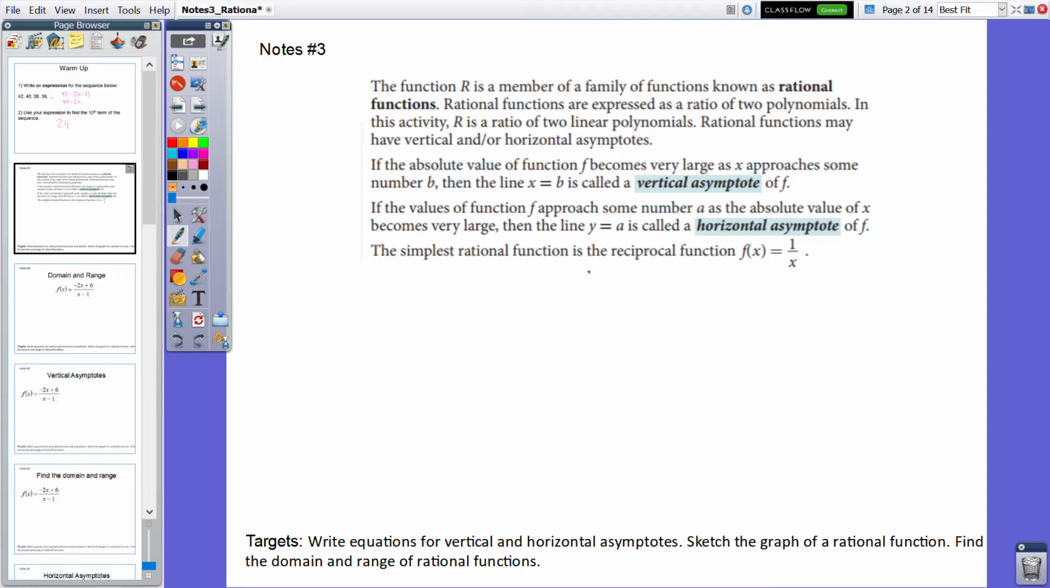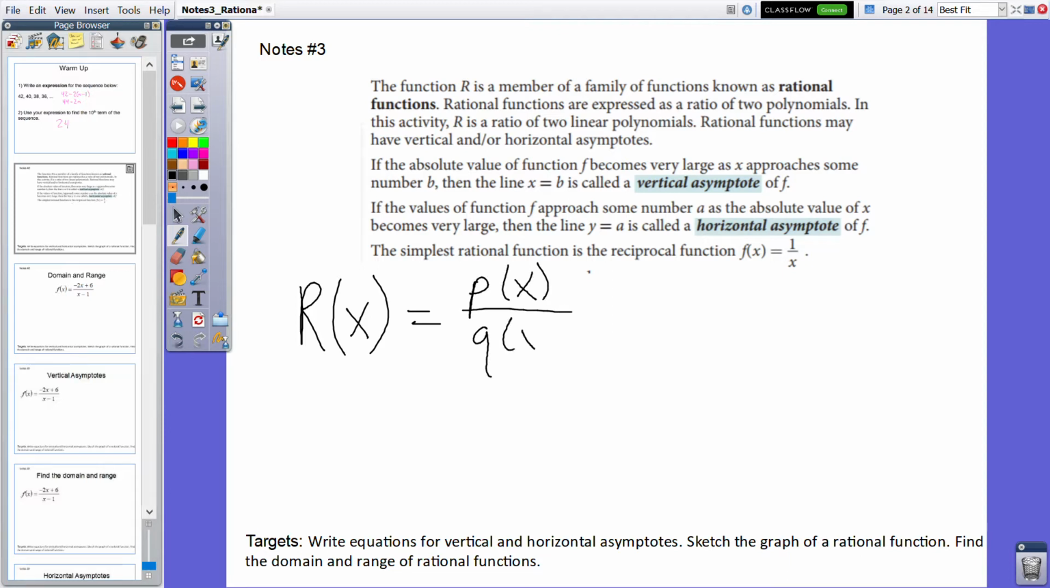About rational functions, but I want to make sure we have a couple things very well defined here. For a rational function, we define them as this capital R. And because it's a function, we have to make sure it's defined in terms of some variable. In this case, we're just going to use x. And all it really is, is one polynomial, let's call it p of x, divided by another polynomial. We'll call that one q of x.